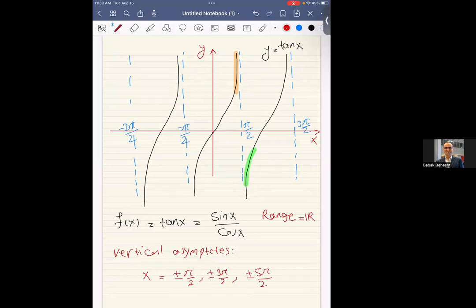Okay, now you can do the same analysis for cotangent, but cotangent goes to infinity. Because cotangent is tangent flipped. So cotangent is cosine over sine, right? So cotangent goes to infinity when sine goes to 0. That means cotangent goes to infinity when x is 0, pi, 2 pi, and so on.